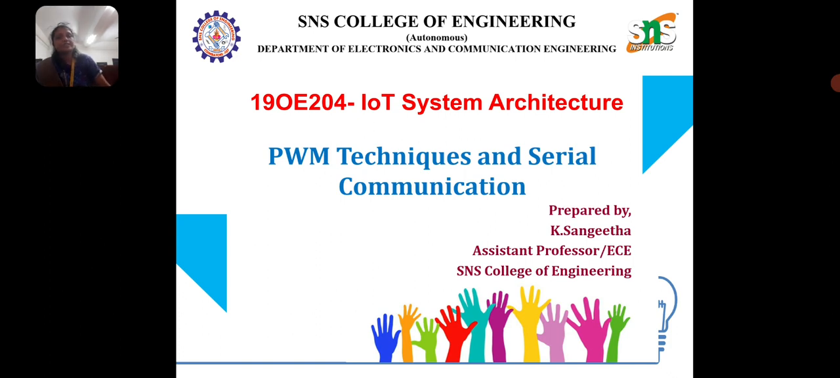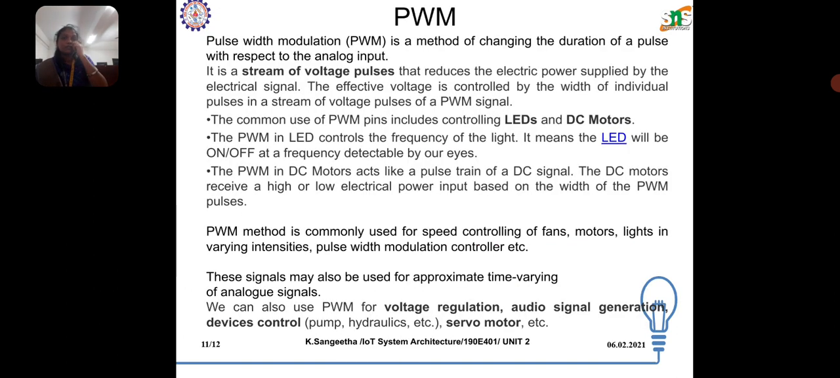So today we are going to discuss the PWM techniques and serial communication. First, let us discuss what is PWM. PWM is pulse width modulation. It is a method of changing the duration of a pulse with respect to the analog input. Otherwise, we can say it is a stream of voltage pulses that reduces the electrical power supplied by the electrical signal. So the effective voltage is controlled by the width of the individual pulses in the stream of voltage pulses of a PWM signal.